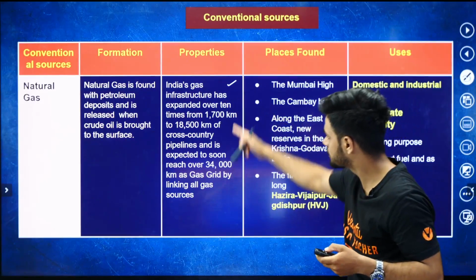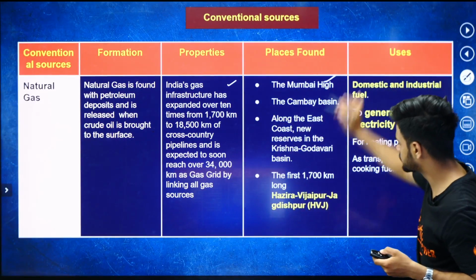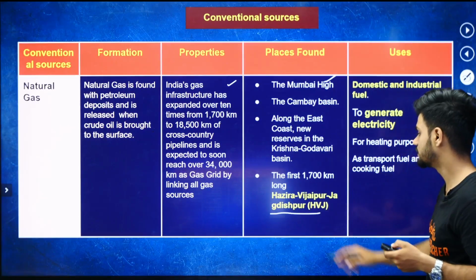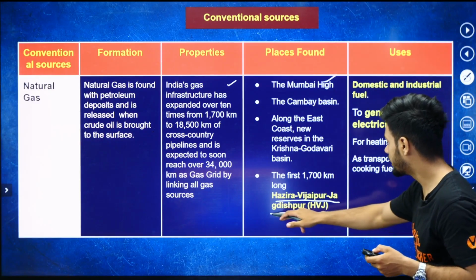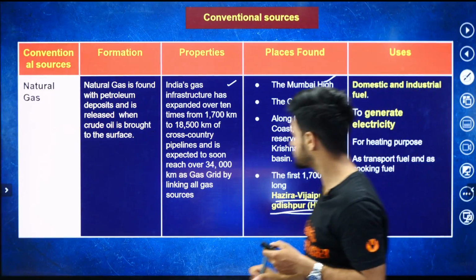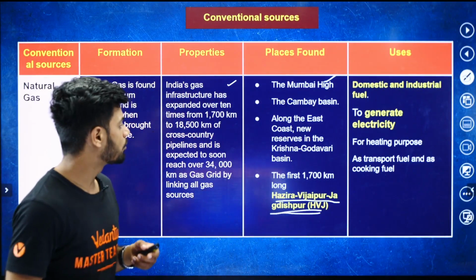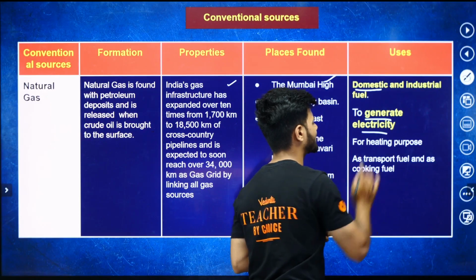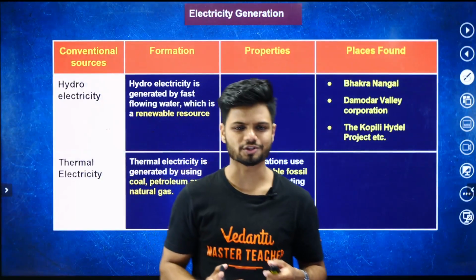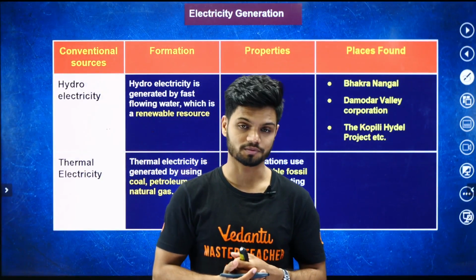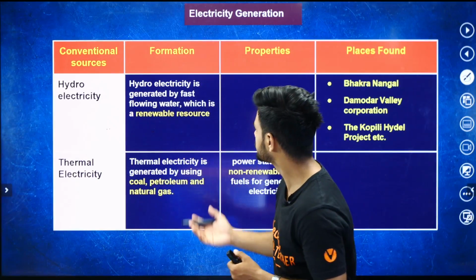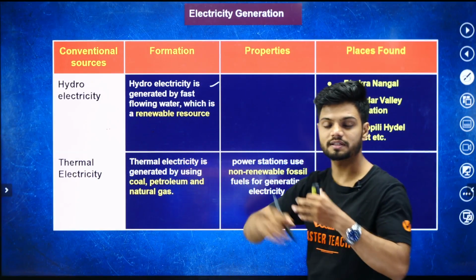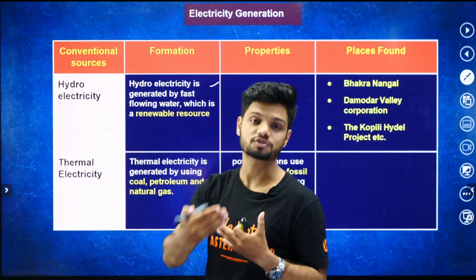Properties again. Properties are important here. Places found: Hazira, Vijaypur, Jagdishpur, which is very important. That is the location. What are the functions? Functions are domestic use, that is, used in households, and to generate electricity. Normal use of your natural gas. Then we have electric generation for your hydroelectricity. Again, renewable resources, that is, they can be renewed; they do not get exhausted.